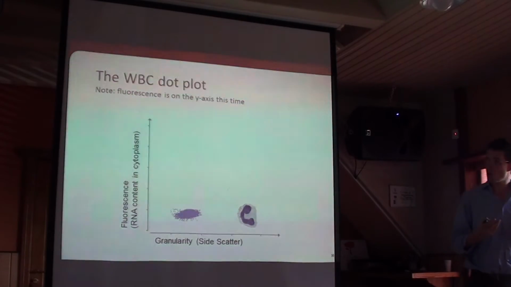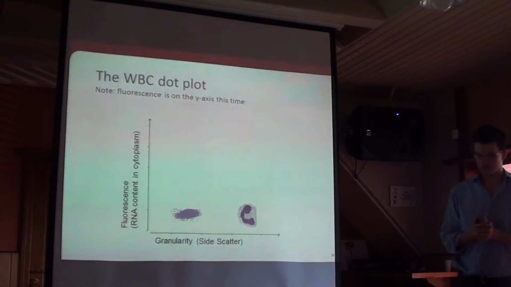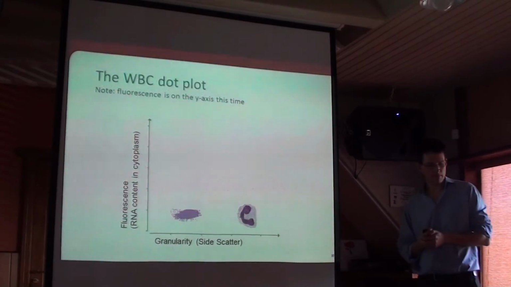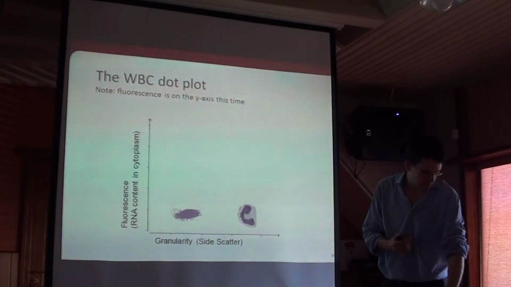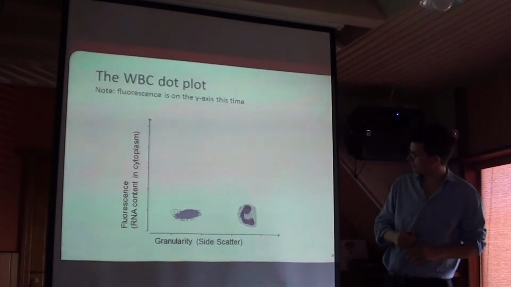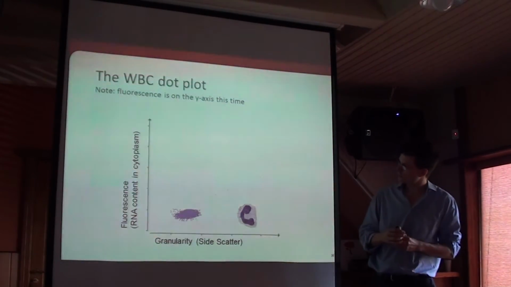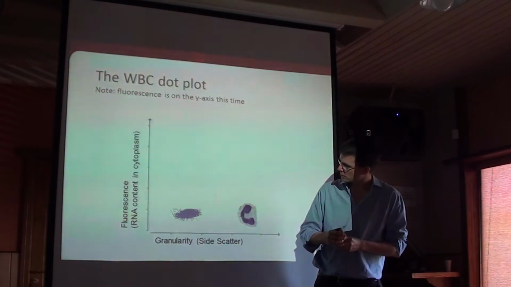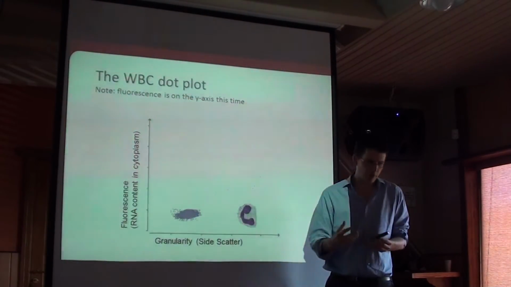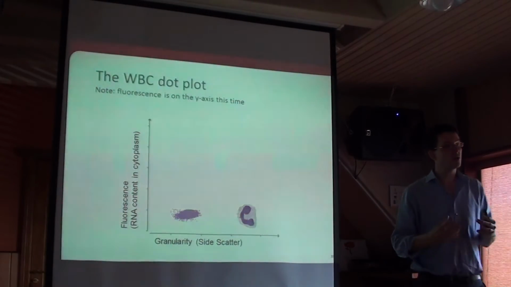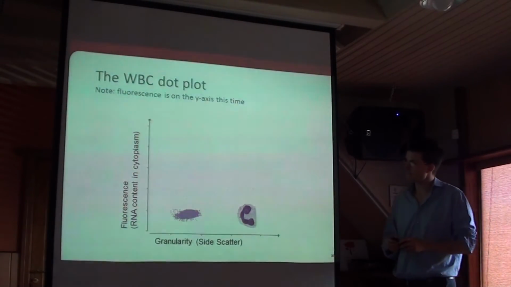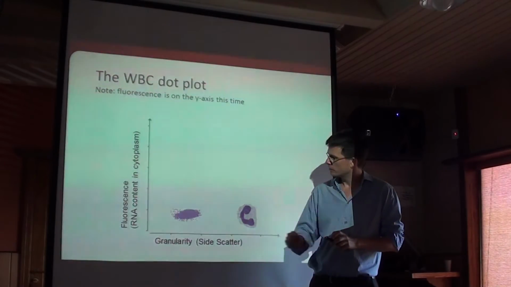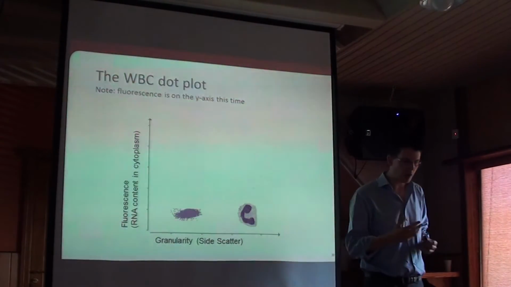So we look again now at the white blood cell dot plot. It varies by which analyzer you have, but they all use the same principle. Each dot represents a cell, and the dots come together to make clouds or clusters. So here we have the neutrophils.